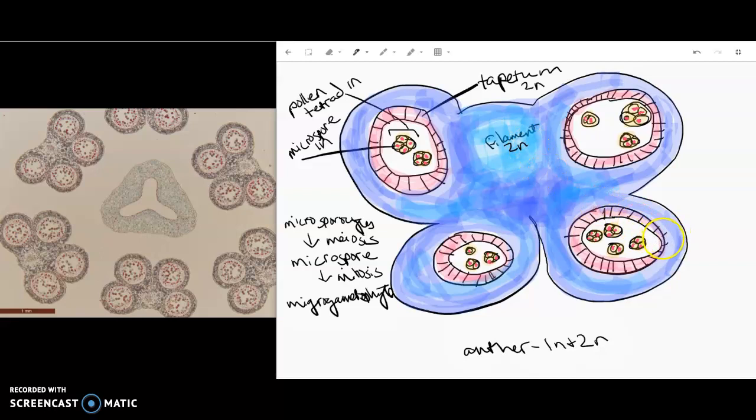So you could consider this tissue in here to be the microsporangium, which would be diploid, and then this first cell layer as the microsporophyll, which is also diploid.